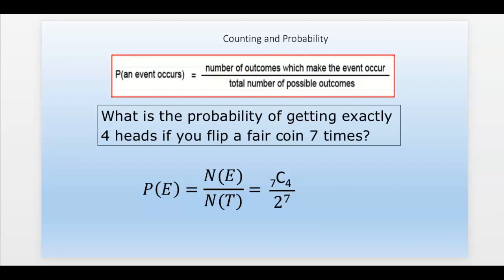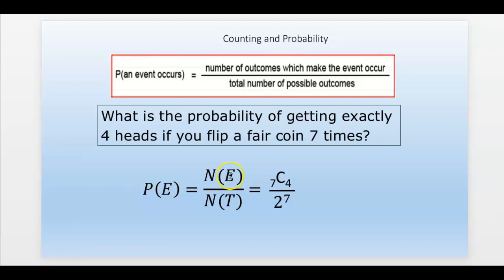All right, guys, also then we looked at probability. And there are 2 types of probability problems that I want you to know for the test. And this is one of them. What is the probability of getting exactly 4 heads if you flip a fair coin 7 times? The problem will be something like that. Again, the probability that an event occurs is a ratio, a fraction. The number of outcomes of the event occurring goes on top, and the total number of possible outcomes goes on the bottom.